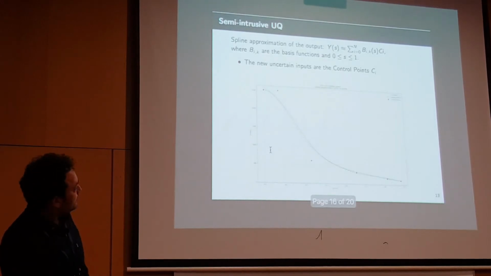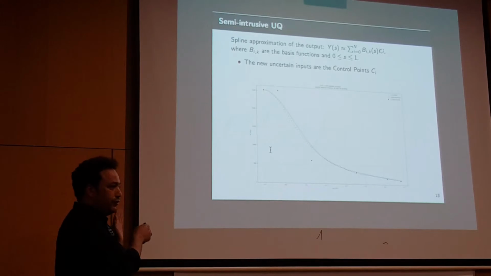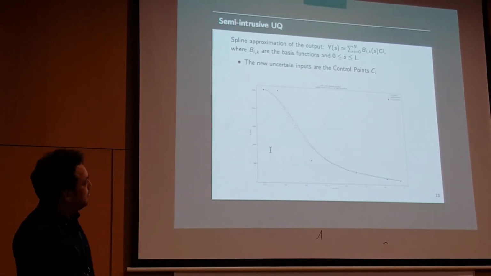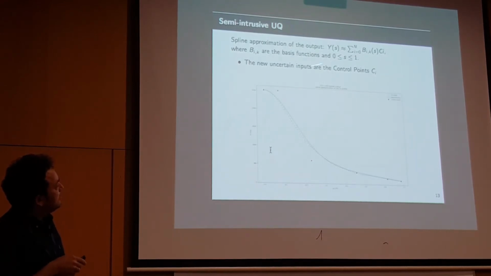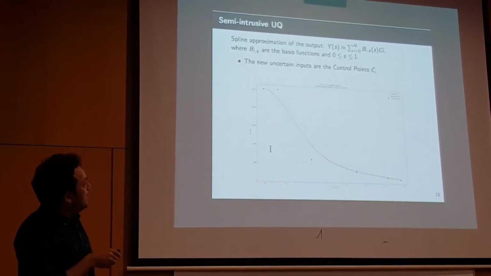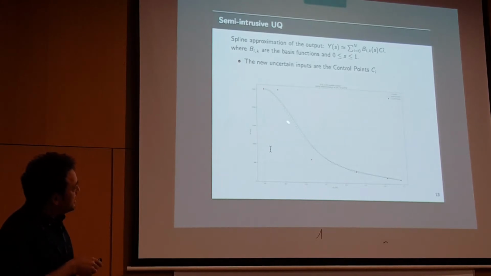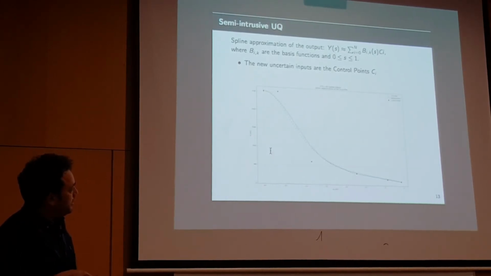So here, the output of the first box, which will be the input of the second box, we approximated using splines like this. This is the basis function, and the support is just between 0 and 1. And now, instead of having, for example, 100 uncertain outputs, we will have just a few uncertain parameters, the control points, the red dots here.